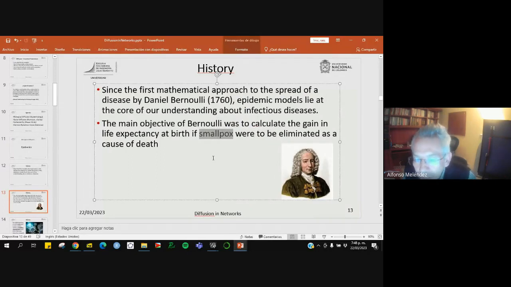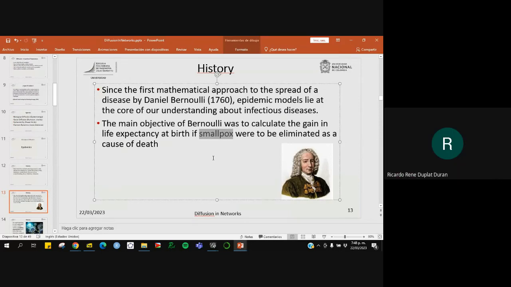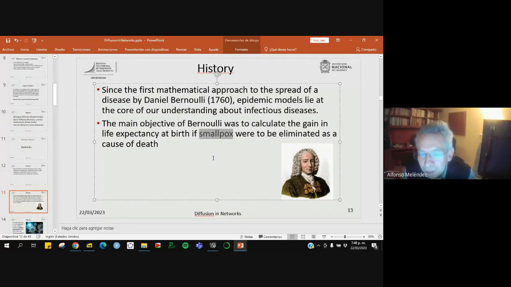Translation of smallpox in Spanish, please. Viruela. Okay, viruela, smallpox, viruela.